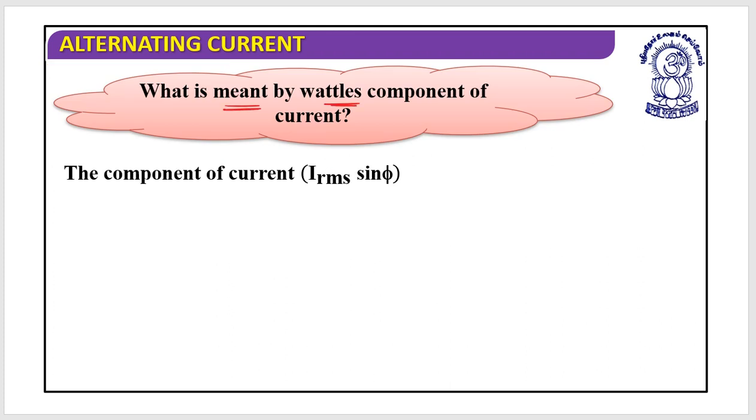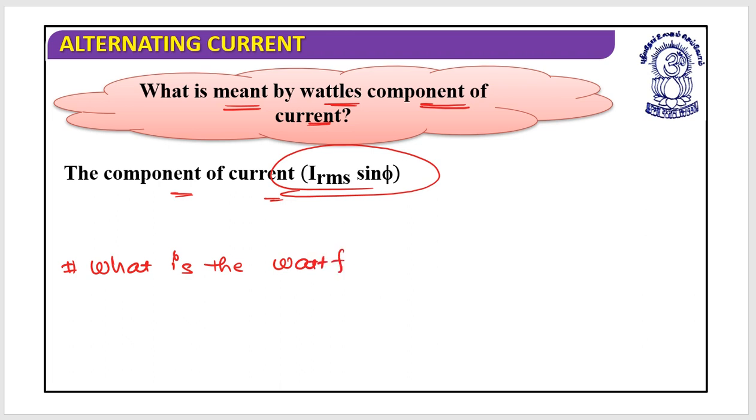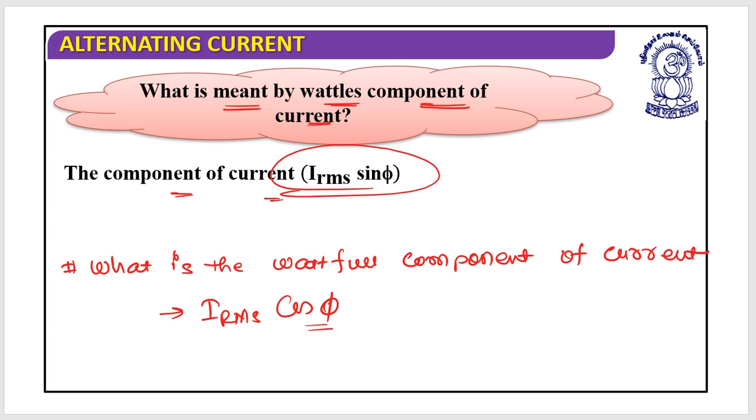What do we understand by the wattless component of the current? Yes, the component of current which we call I RMS sin phi is the wattless component of current. In the same way, what is the wattful component of current? It's I RMS cos phi. I RMS cos phi is the wattful component of current.